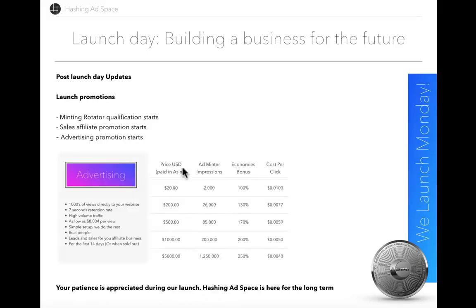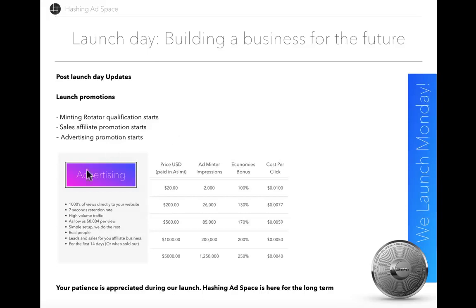So let's move on to the launch promotions. On the same day, the launch promotions start. If you are interested in getting in that minting rotator, it starts at 9 a.m., just like we have specified our start date is. The sales affiliate promotion also starts at that time, and the advertising promotion starts at that time.